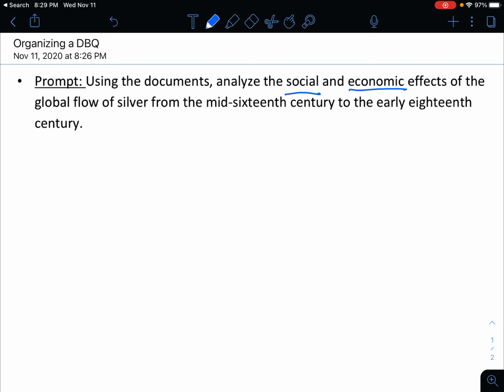Let's just say that I come up with the fact that documents 1 and 3 and 4 have social effects, okay? And let's say that therefore 2, 5, and 6 have economic effects. Okay, let's just pretend like that's the case. I'm sure it's not, but let's just pretend like that's the case for this example. All right, so I've got those figured out. I've got my documents read. I've got them analyzed. I've sort of highlighted them or written down, maybe underlined where I saw those effects. Now I'm going to get to writing.